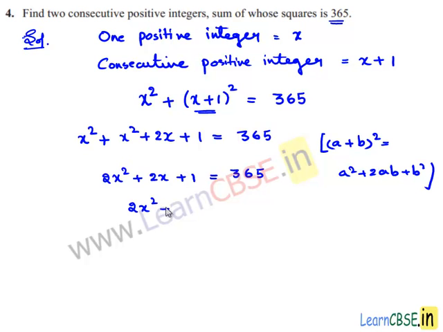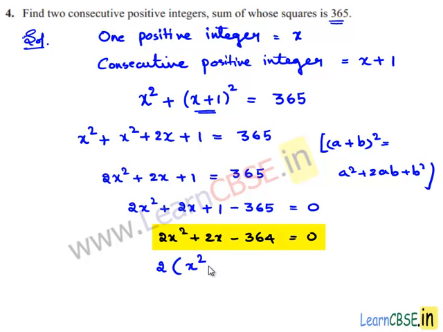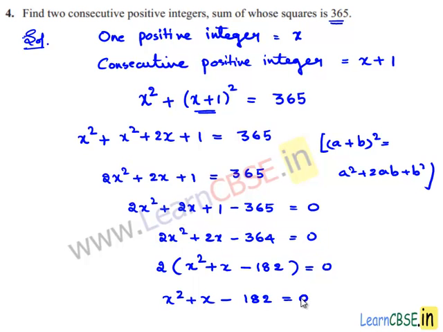365 can be transposed to the left hand side, and this becomes minus 365 is equal to 0. 2x square plus 2x plus 1 minus 365 is minus 364, which is equal to 0. Now 2 can be taken common. x square plus x minus 182 is equal to 0. So the equation becomes x square plus x minus 182 is equal to 0.